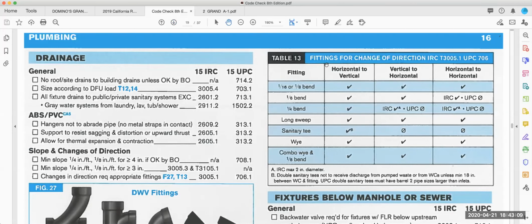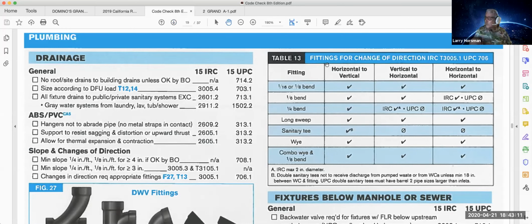So we talked about this table 13 last time. That's on specific types of fittings. So there are some that are allowed in the IRC that the Uniform Plumbing Code doesn't allow you to use. So California, the plumbing provisions were not adopted from the IRC, so we are straight Uniform Plumbing Code.